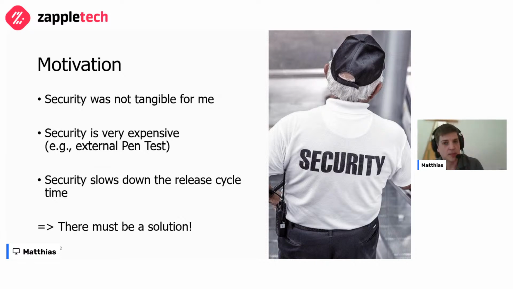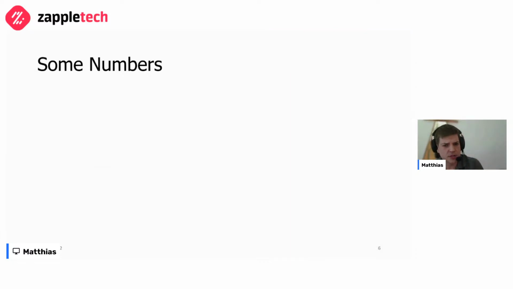And so I went into this topic, and I found some numbers, and they are quite interesting. So there were two companies doing research on security testing. They were PurpleSec and SonicWall, and they published some numbers. And the first one is quite huge.